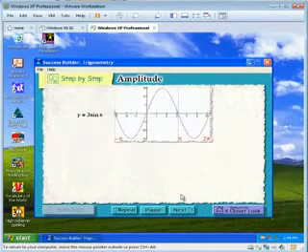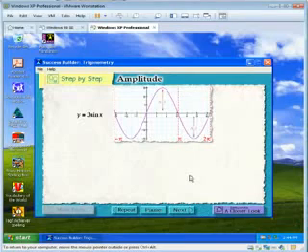Let's look at an example of another sine wave. The function y equals 3 sine x produces a wave with an amplitude of 3. Notice how the crest of this sine wave is located 3 units above the x-axis, and the trough is located 3 units below the x-axis.